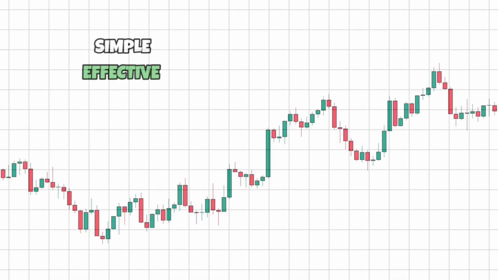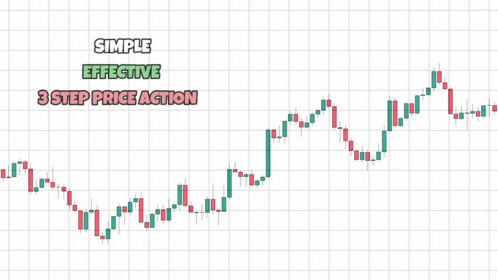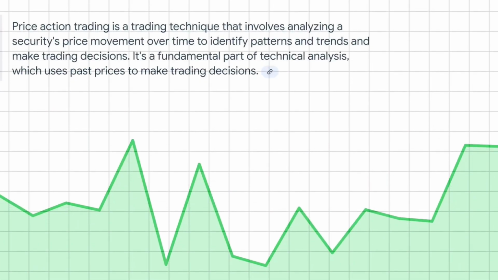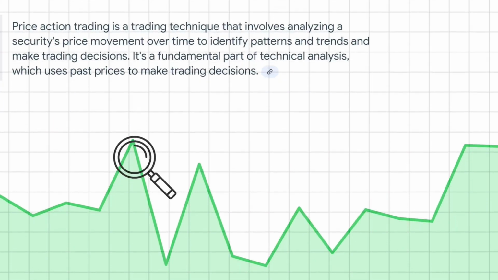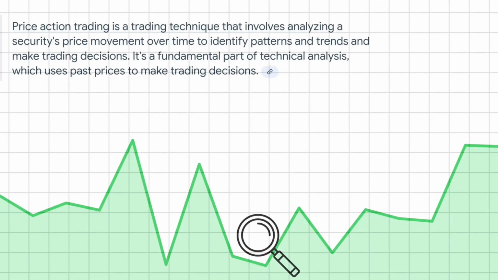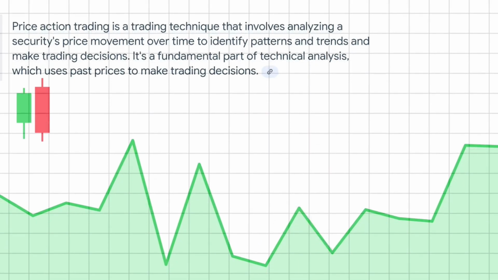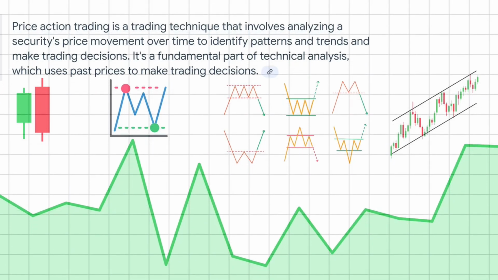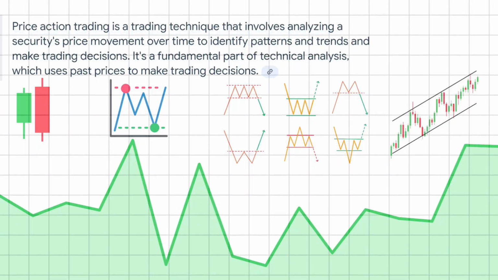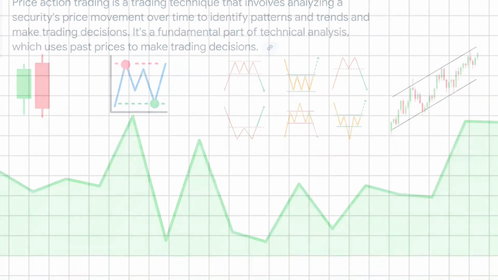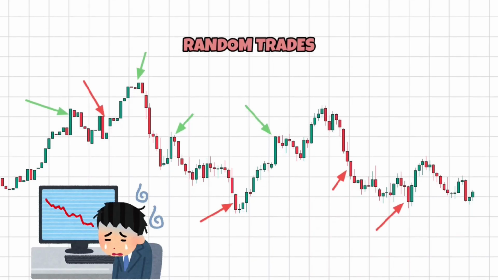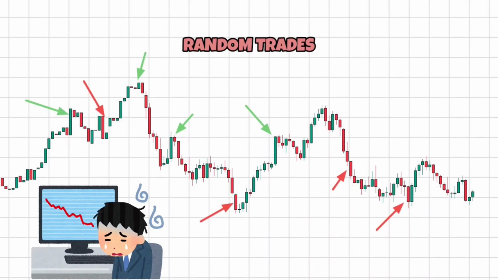In today's video, we will look at a simple but effective three-step price action strategy. So without wasting any time, let's get started. Price action trading means making trading decisions by observing historical price movements without using any indicators. For this, we use candlesticks, support and resistance, chart patterns, and trend lines. So today's video will be purely based on price action, where we'll use a three-step process.